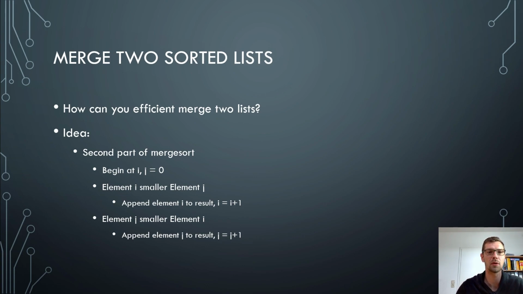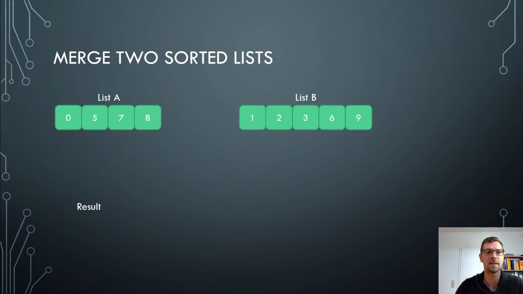Here we have a look at merging two sorted lists. So what is the idea? We begin at the first element of our lists, and that is usually the smallest element. So we always just need to compare these smallest elements and then append the smallest of those two to the result. So if we have a look here, we have an example.